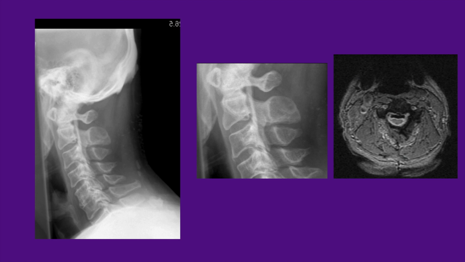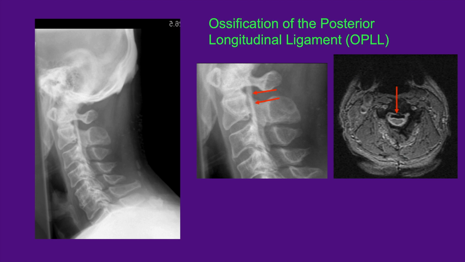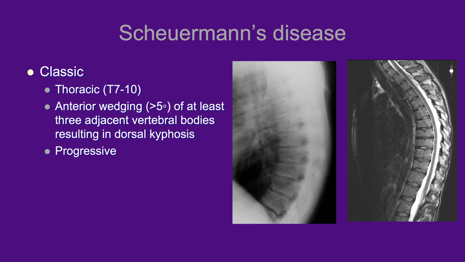Since we're touching on DISH, I want to talk about another interesting disease entity you should be familiar with that is associated with DISH, and that is ossification of the posterior longitudinal ligament. This can be space occupying within the canal and was the reason that the Japanese came up with laminoplasty as a surgical procedure. One other interesting disease entity is juvenile thoracic kyphosis, or Scheuermann's disease, where we see anterior wedging greater than 5 degrees of at least 3 adjacent vertebral bodies, resulting in kyphosis.